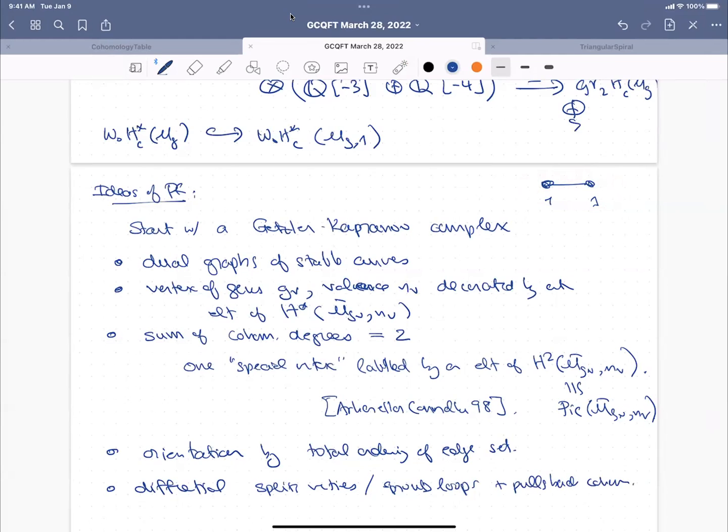So the differential splits vertices, sprouts loops, and pulls back cohomology classes under the natural maps between moduli spaces. So these gluing maps. Okay, and formulas for the pullbacks of tautological classes under gluing maps, all of that, again, was worked out in this paper of Arbarello and Cornalba. So there's no new work that has to be done there.